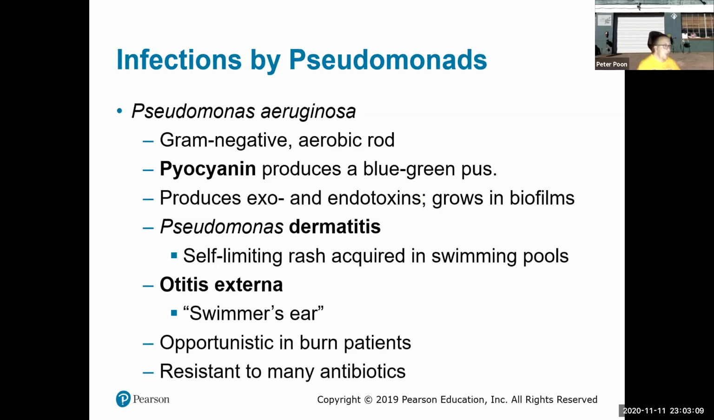Pseudomonas. Gram-negative aerobic rod. It produces green, blue-green pus. Pseudomonas has a tendency to grow in burn patients. And that's one of the things: if you get second, particularly third-degree burns, you're at risk for Pseudomonas infection.